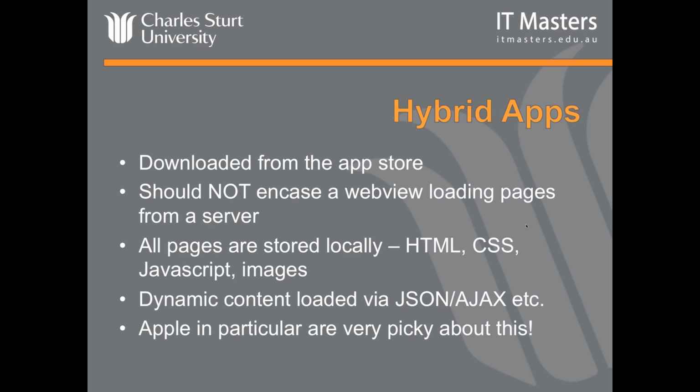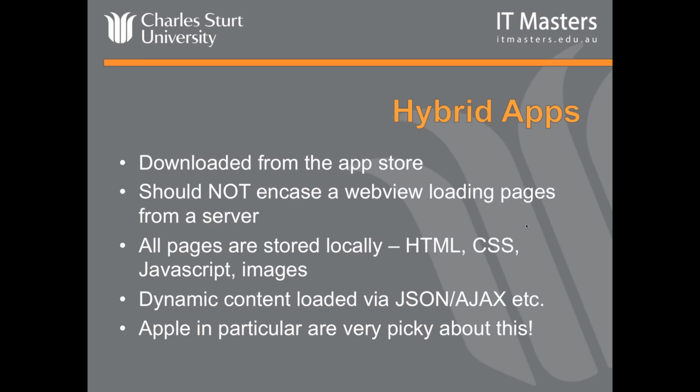Now, it may be that there's dynamic content that is required. You may need to get information from the internet just as you would with an app. And in that case, use the same interfaces that you would with a native app, which are things like Ajax or web services and JSON and those kinds of things, if you're familiar with any of those. And that's how you bring your information back. But everything else should be sitting on the device itself. So very, very important to note.